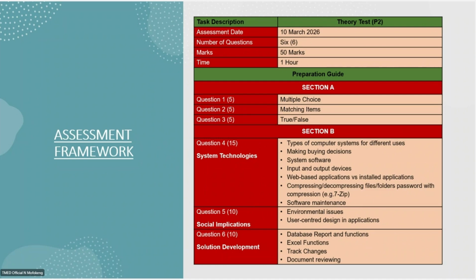Right. So that is our question 5, the social implications. Then moving on to our last question, which is question 6. Question 6 will be based on the solution development.